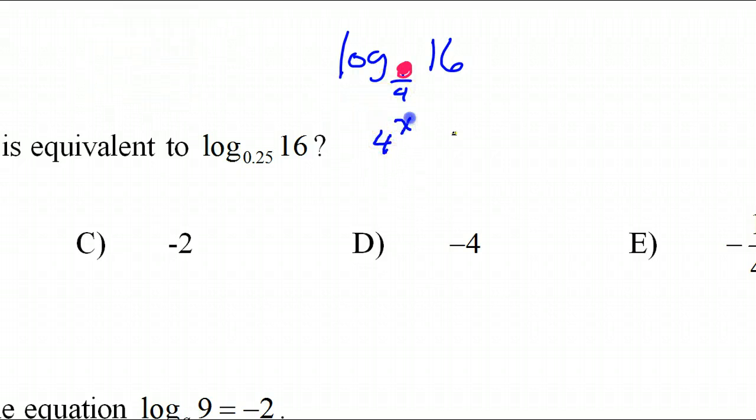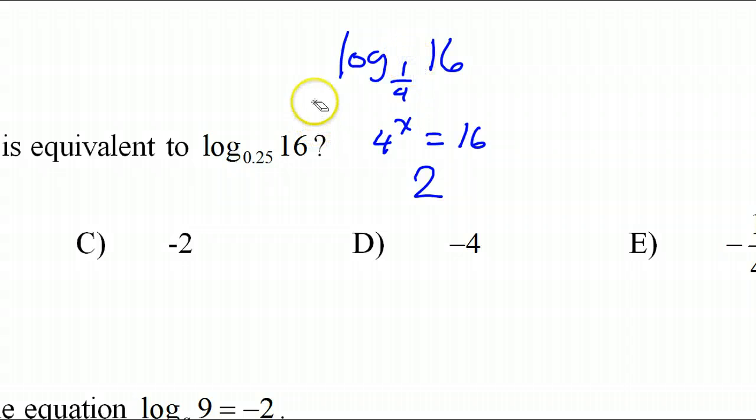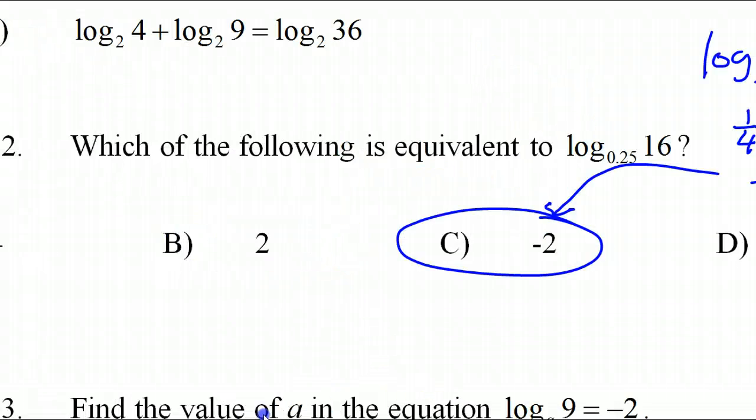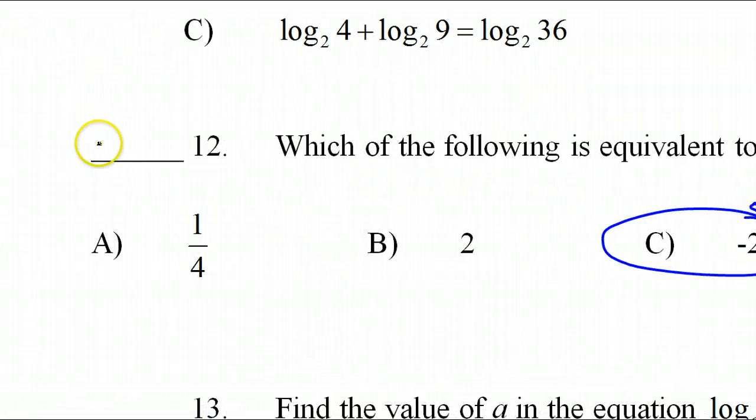4 to what power is going to give me 16? Alright, well, that's 4 squared is 16. So for a minute, you're thinking 2. But then you remember that you covered up this 1. Alright, so this is really 1/4. So to make that equal 16, it needs to be a negative 2. Kabam! And so that's why the answer is C. C, senor.